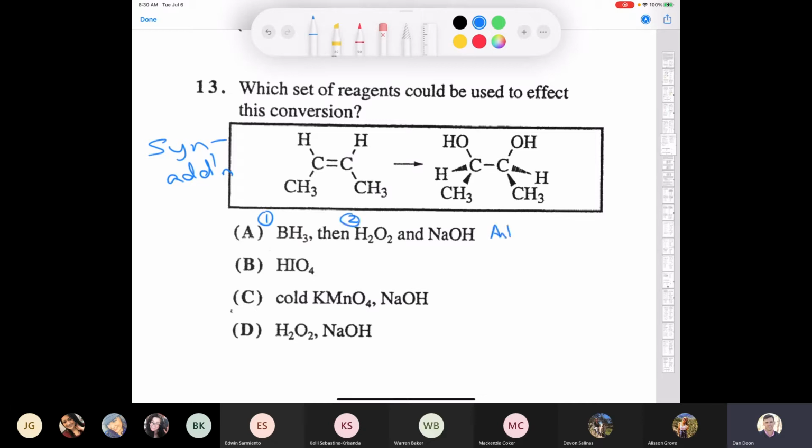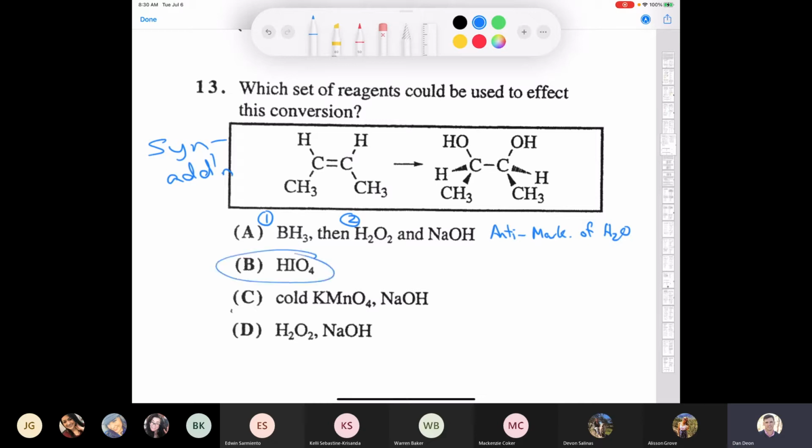So this is anti-Markovnikov addition of H2O. So we're not adding water here. The next one is periodic acid. That would do a cleavage.